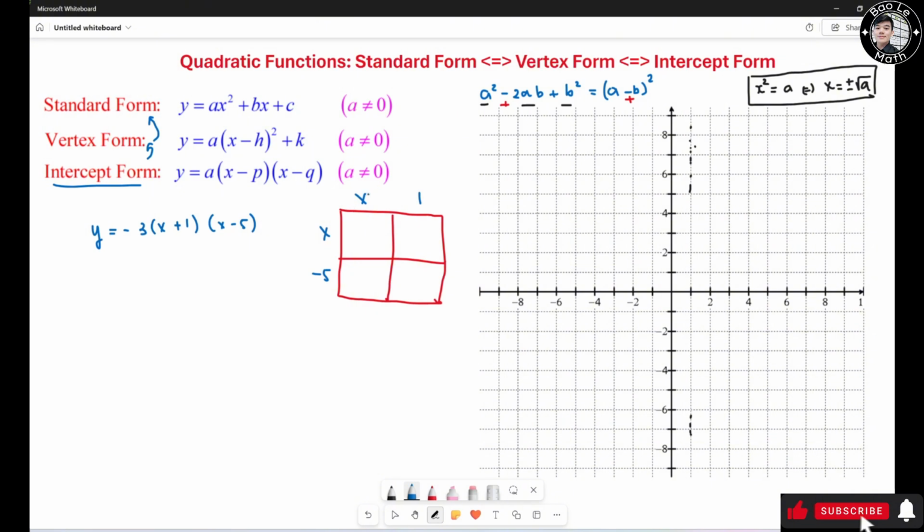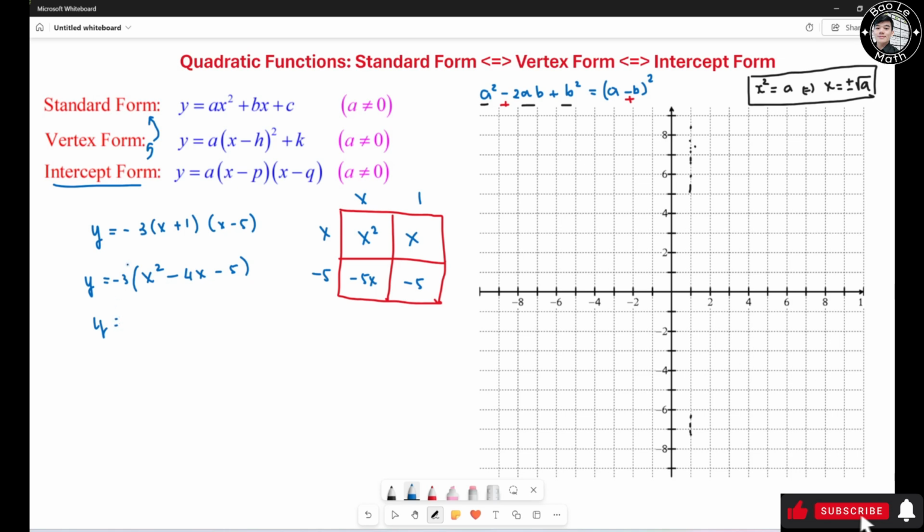So s times s is going to be s squared. S times 1 is going to be s. Negative 5 times s is going to be negative 5s. Negative 5 times 1 is going to be negative 5. Now I just add them up, right? So y equals negative 3 parentheses s squared, rewrite s squared. Negative 5s, add s is going to be negative 4s. And negative 5 right here, rewrite it. And you just distribute negative 3.